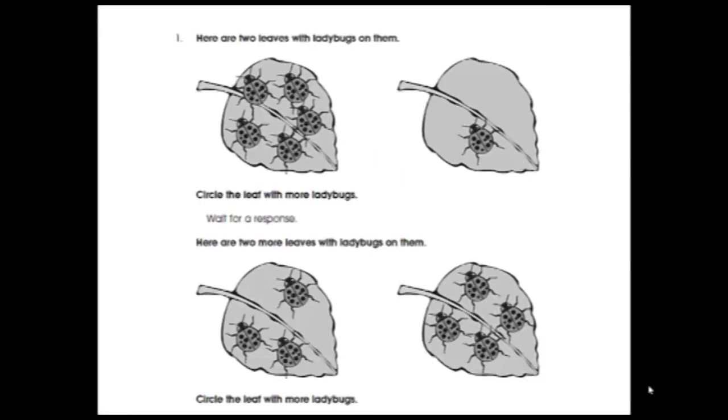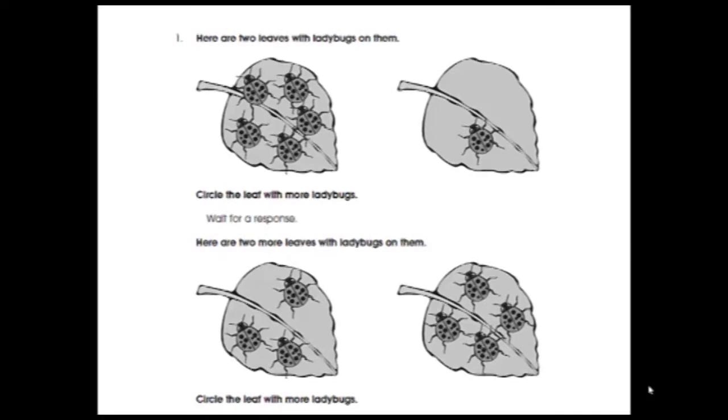So here's the item that appears on the assessment. The first thing you do is you show the children the first set of leaves. And here are 2 leaves with ladybugs on them. That's the script. And you ask the children to circle the leaf with more ladybugs. If you notice on this first set of ladybugs, there are 5 ladybugs on one and only one on the other.